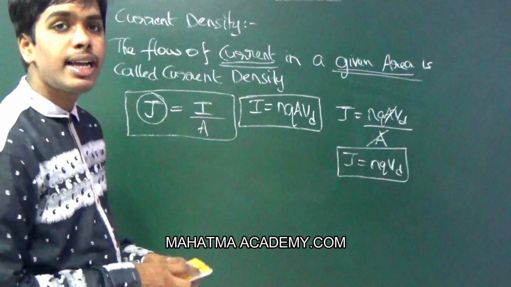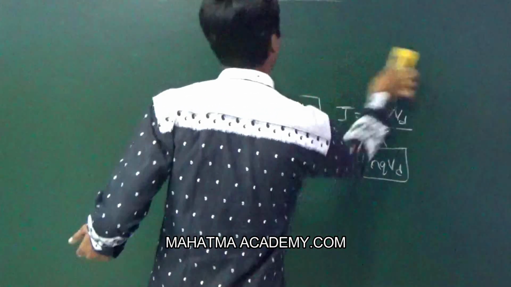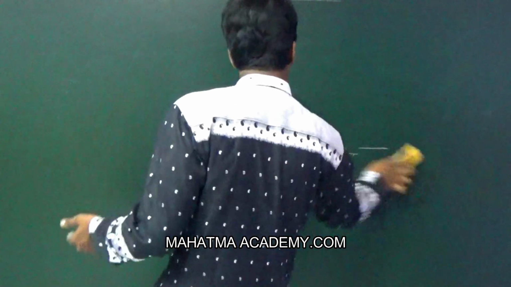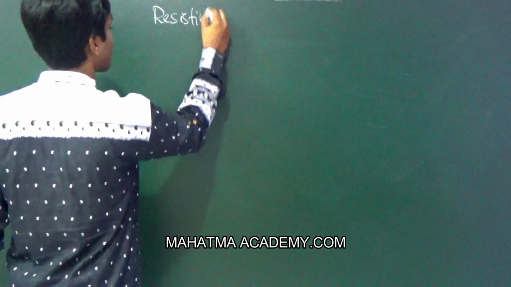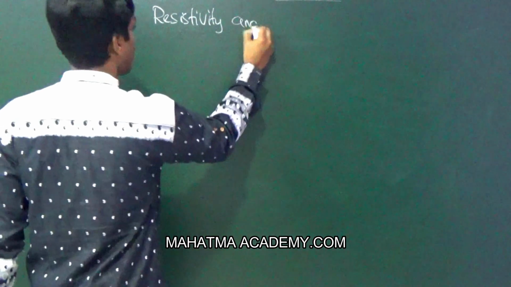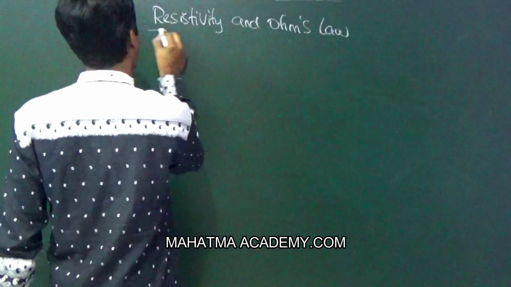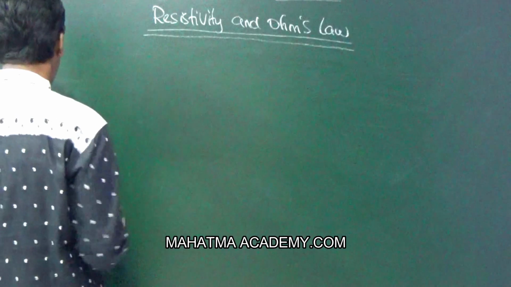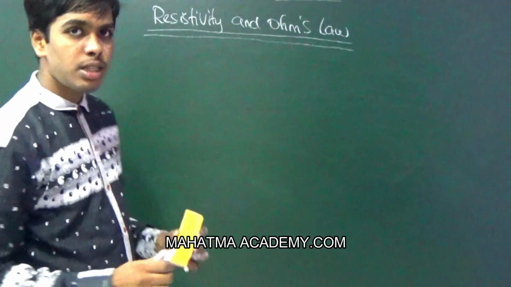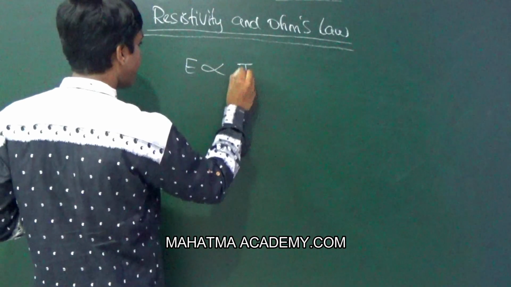Now we have resistivity and Ohm's law. We will discuss them. First, resistivity and Ohm's law. Okay. Now we have a relation that E is directly proportional to J.